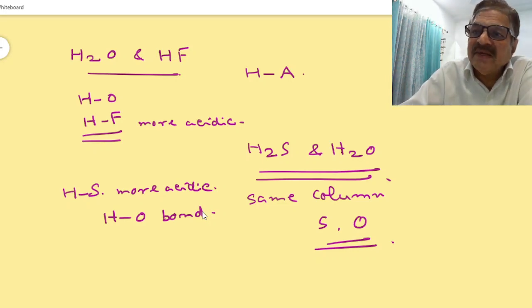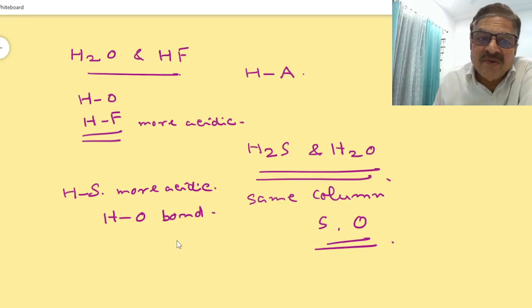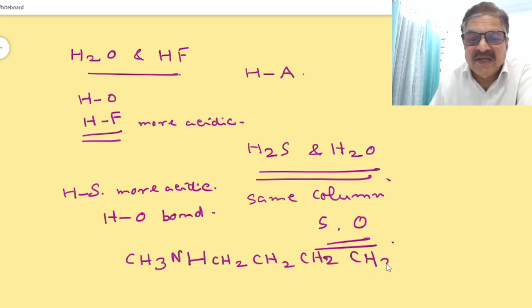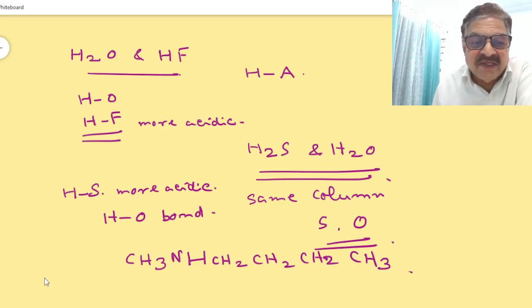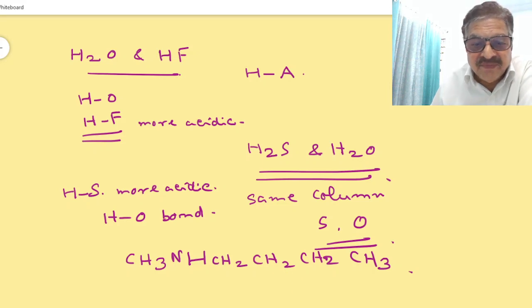Now, let us consider another small problem on this element effect. I can give you a compound, say CH3, NH, CH2, CH2, CH3. Suppose we have a compound of this nature. This is a long compound, CH3, NH, CH2, CH2. This is hydrogen only.